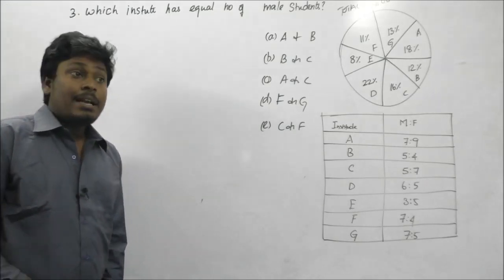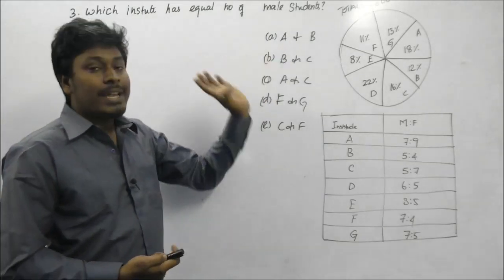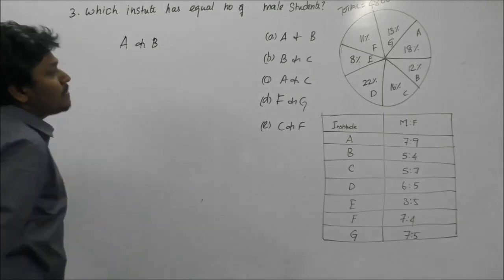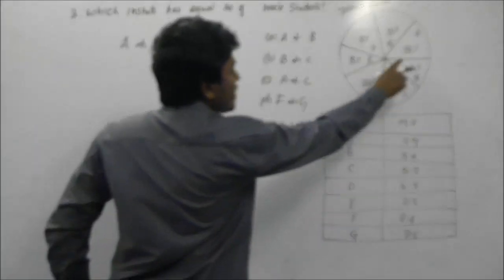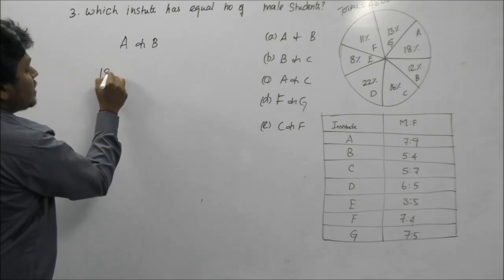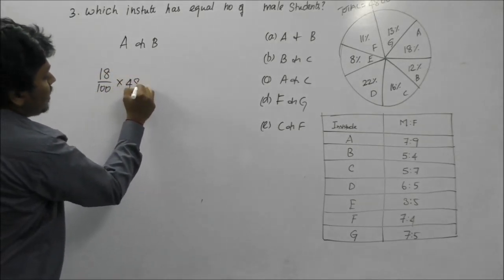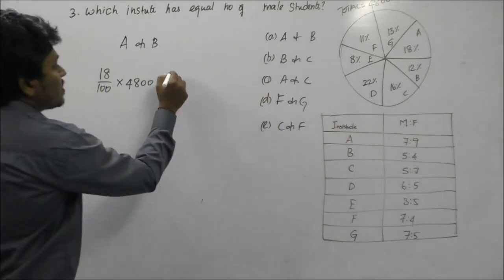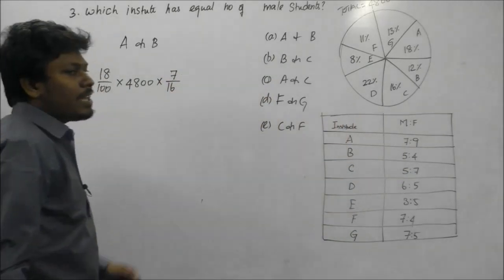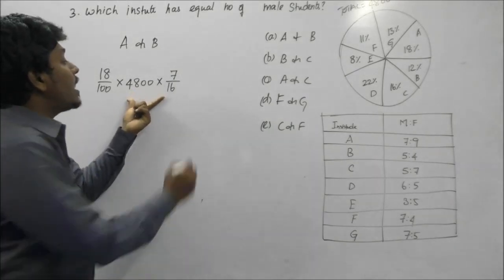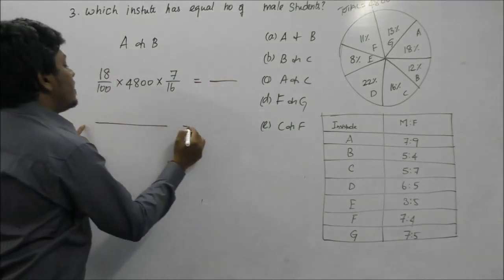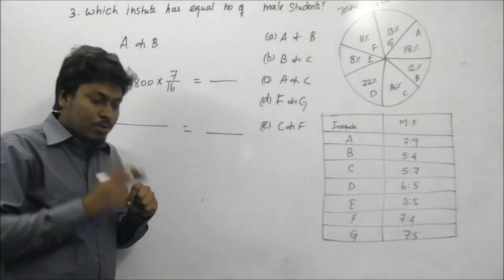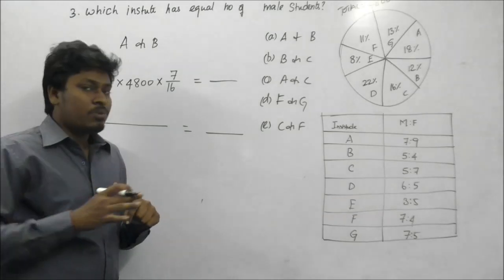Friends, remember the great drawback of you people. First I am going to take option number 1, which is A and B, right? So in institute A, what is the percentage here? Institute A percentage is 18%, so 18 divided by 100 into 4800. Another thing is that the male ratio in A is 7, so 7 divided by 16. People will use this to calculate how many are in A, and similarly they will go for B, how many are in B, and see whether A and B are the same. If you go for those procedures, you can't solve this question, friends.